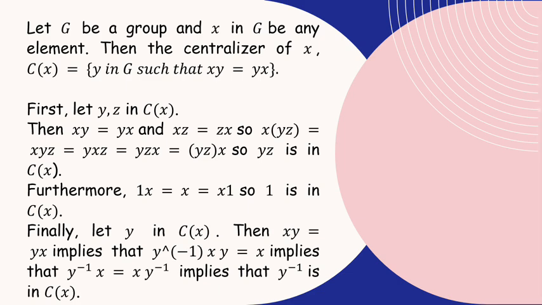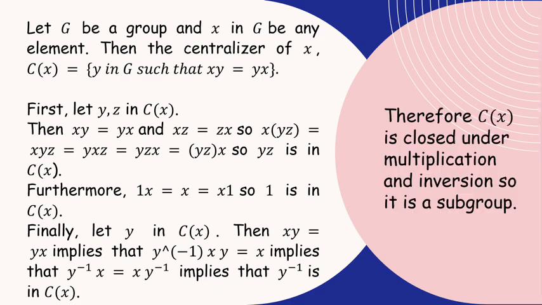Furthermore, 1x equals x equals x1, so 1 is in C of x. Finally, let y be in C of x, then xy equals yx implies that y raised to negative 1, xy equals x, which implies that y raised to negative 1, x equals x, y raised to negative 1, which implies that y to the negative 1 is in C of x. Therefore, C of x is closed under multiplication and inversion, so it is a subgroup.